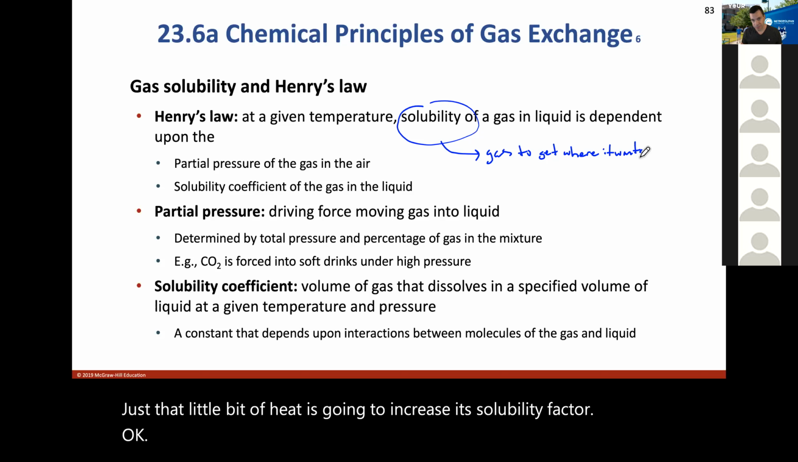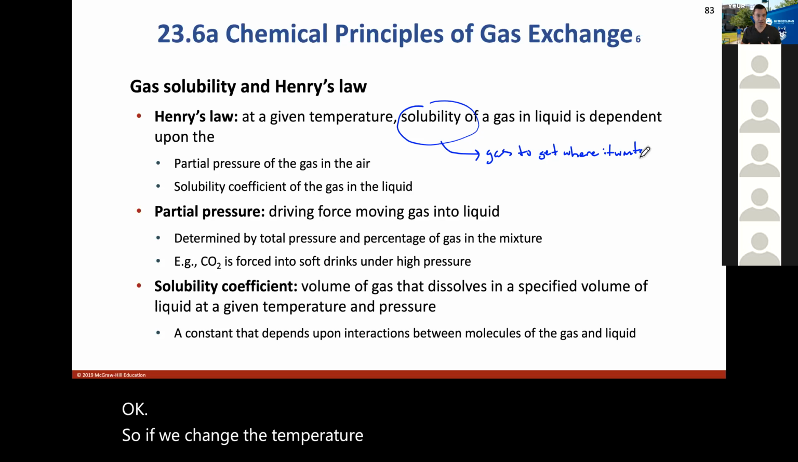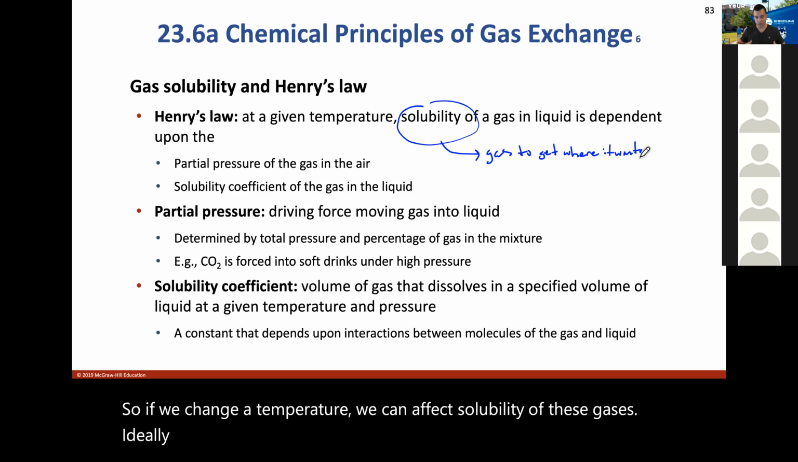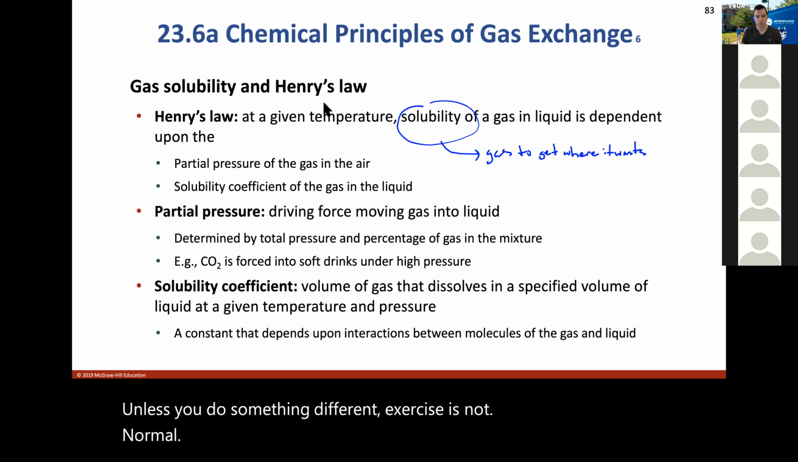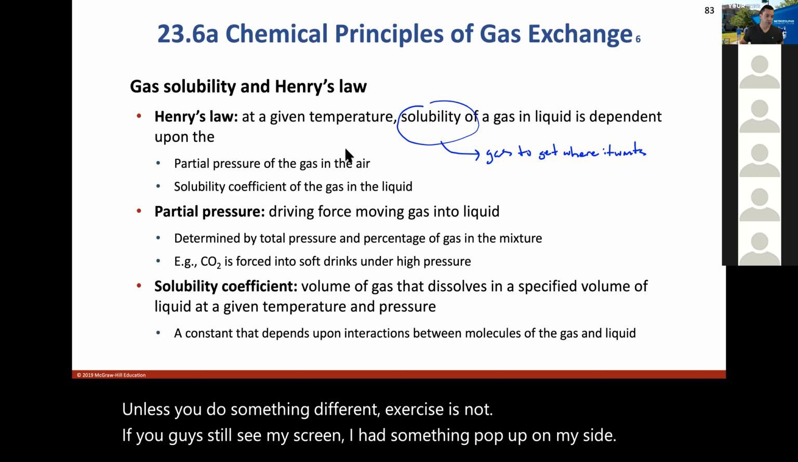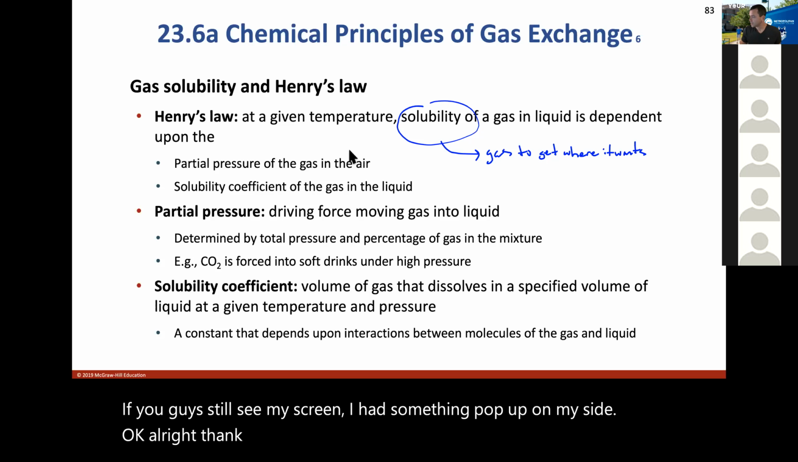So if we change the temperature, we can affect the solubility of these gases. Ideally, though, it's always constant under normal circumstances, unless you do something different. Exercise is not normal. You guys still see my screen? I had something pop up on my side. Yes. Okay. All right. Thank you.